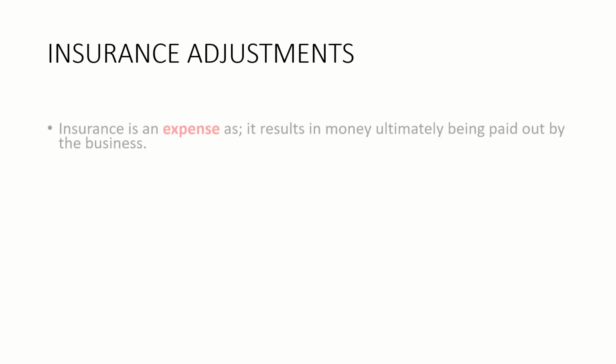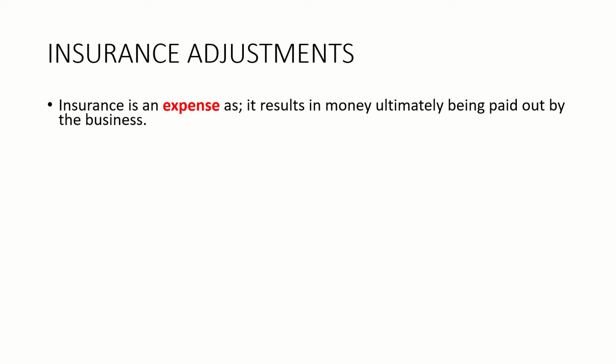Okay. Now, insurance adjustments. We're just going to focus on insurance. Insurance is an expense as it results in money ultimately being paid out by the business. And note that insurance is paid monthly. That monthly payment towards your insurance cover is called insurance premium. It is simply a monthly payment that you make to your insurance company or whoever is covering you. Remember, insurance simply covers you for any losses that you may suffer. So you have to pay a premium every month to make sure that you are covered, and that premium we call insurance premium.